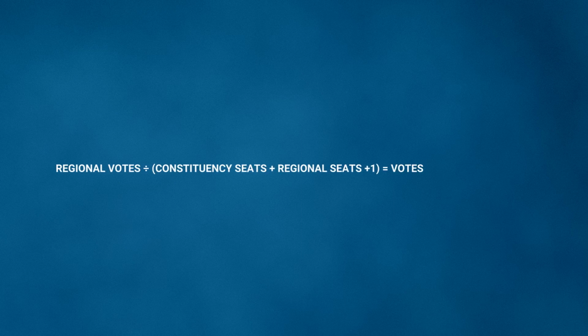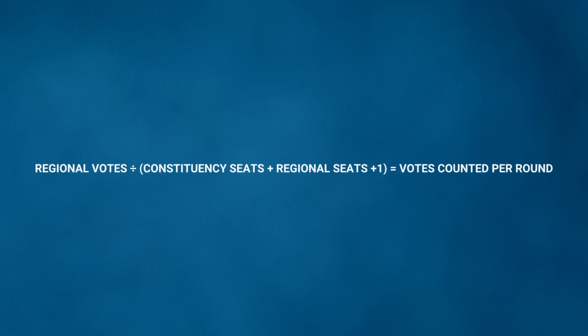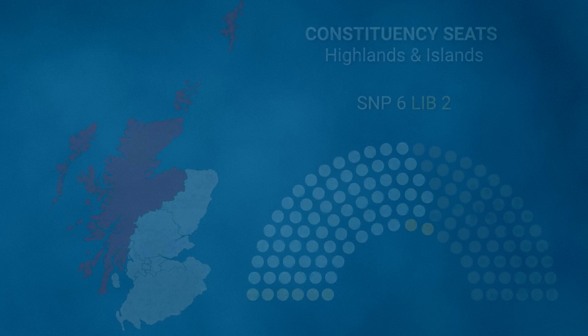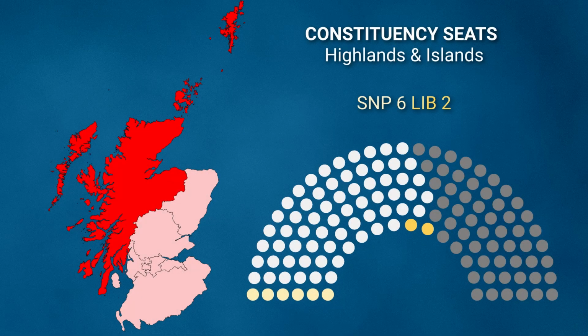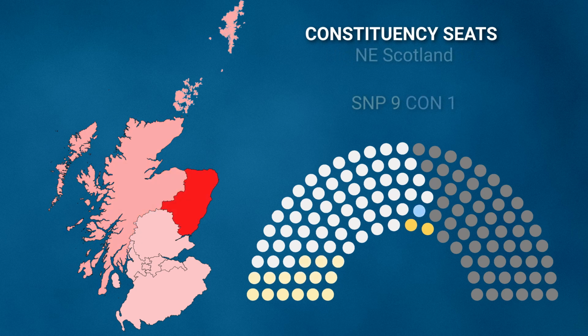We know that the number of constituency seats won by each party is a key factor when it comes to calculating the regional seats. So first of all, let's have a quick look at the 2016 constituency results. In the Highlands and Islands, SNP dominated, winning 6 out of the 8 seats, while the Liberal Democrats picked up the remaining 2 in Orkney and Shetland.